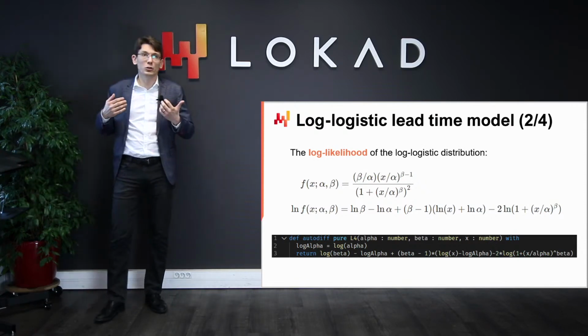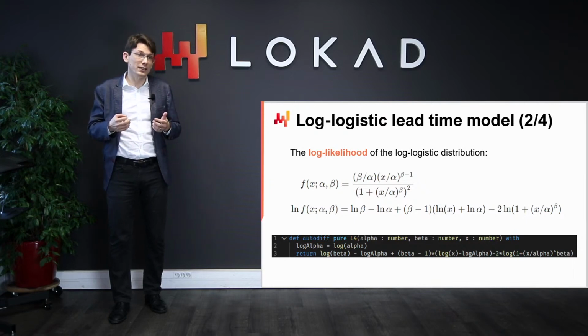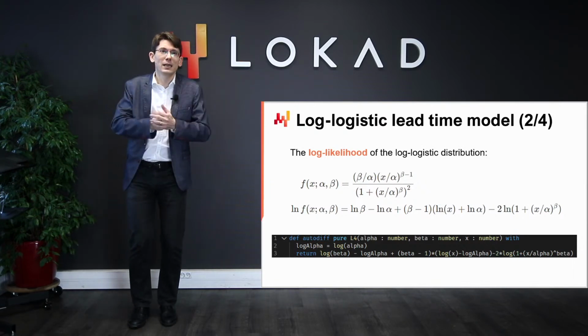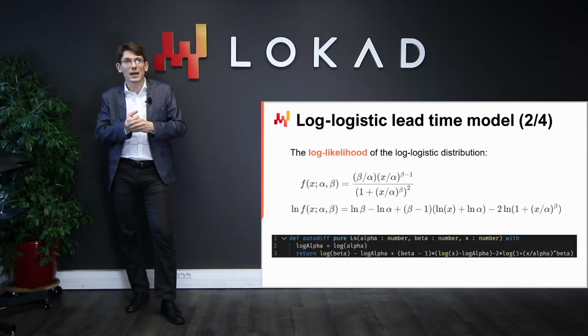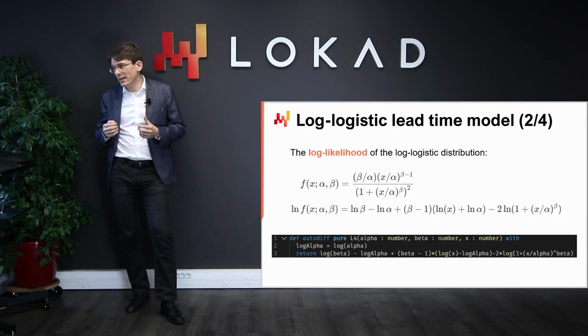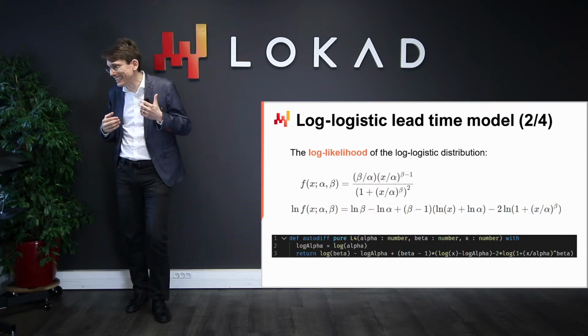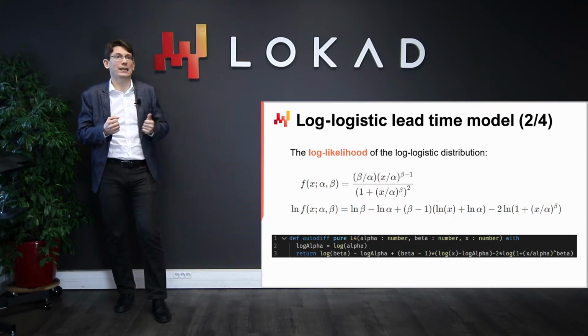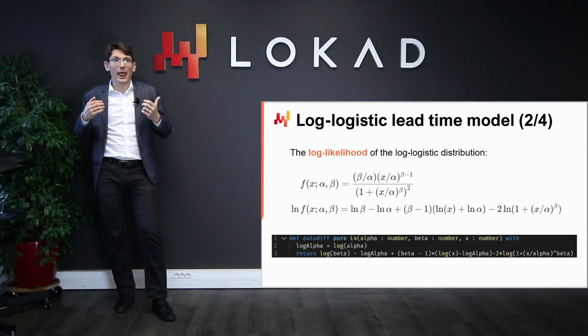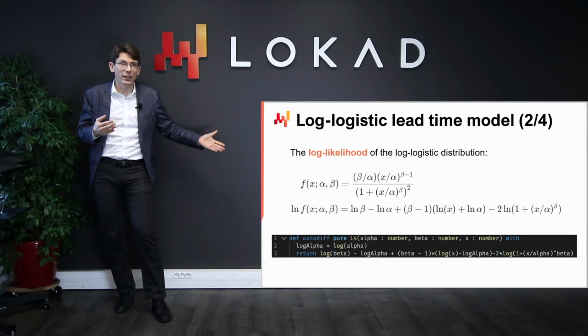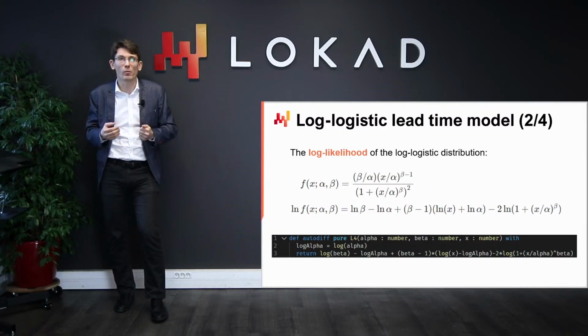Thus, in order to compute the log likelihood of the log-logistic distribution, we apply the logarithm to its probability density function. The analytical expression is given on the screen. This expression can be implemented, and this is exactly what is done in the 3 lines of code below.